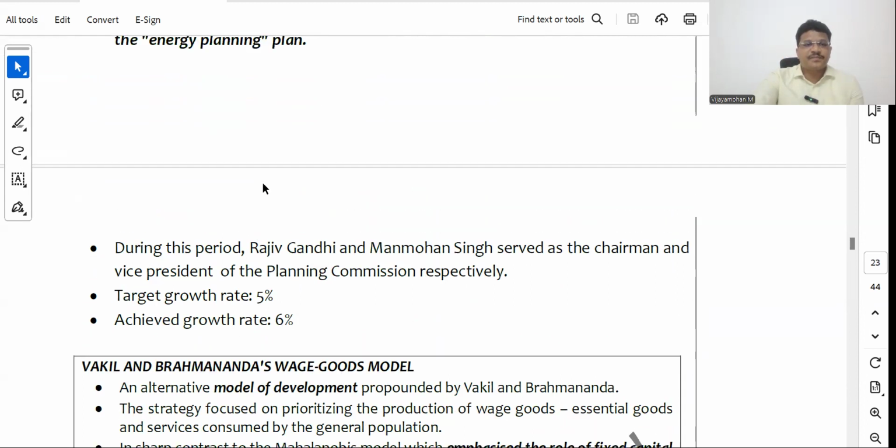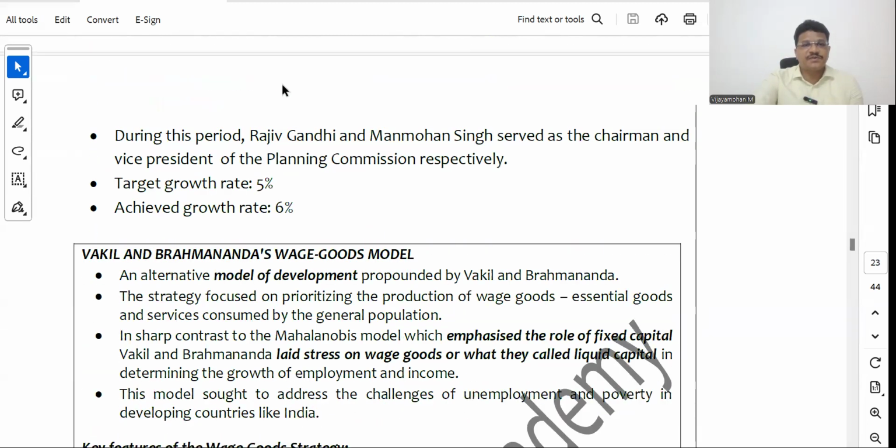During this period, the seventh 5-year plan, Rajiv Gandhi and Manmohan Singh served as the chairman and vice chairman of the planning commission respectively, right? And it is also a successful plan. Target growth rate was 5%, whereas achieved growth rate was 6%. Okay.